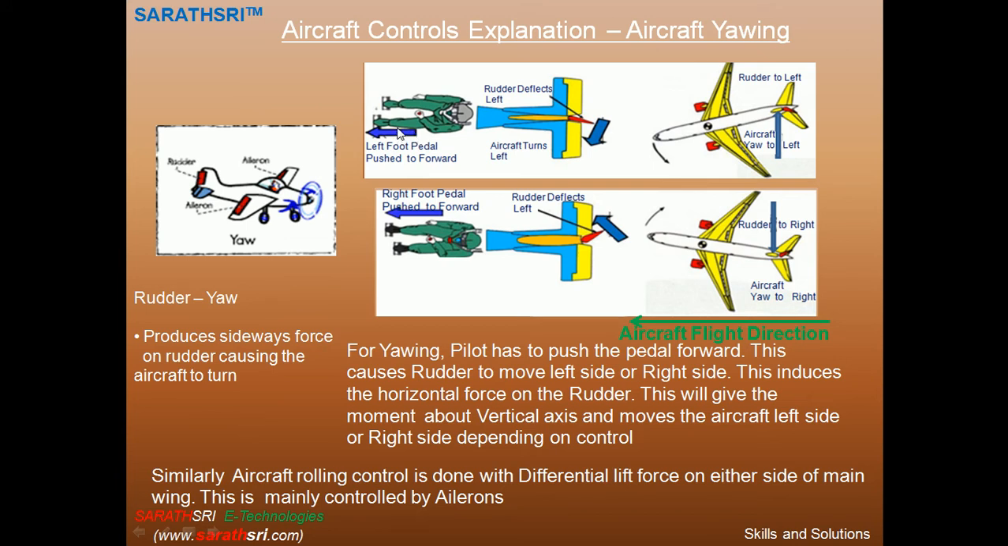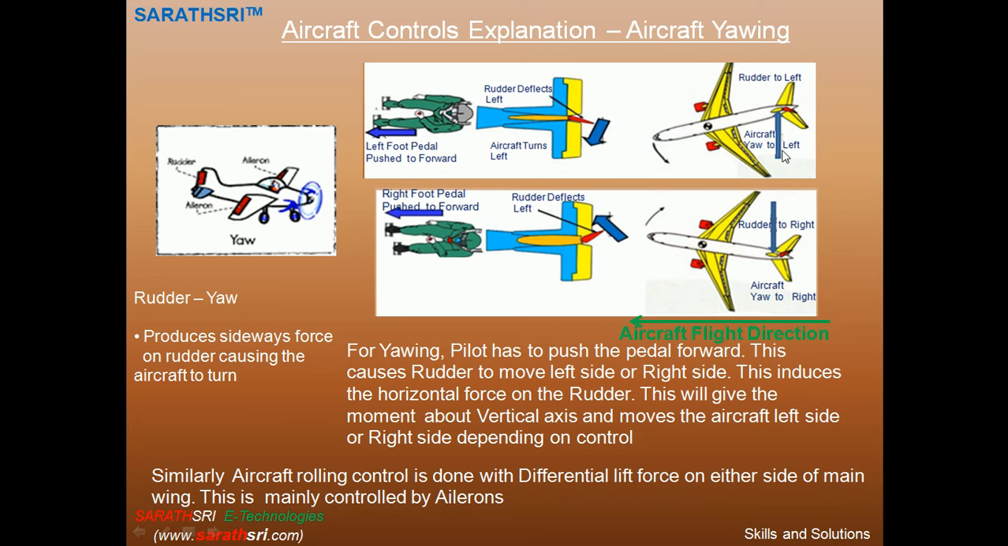Suppose the aircraft is to be moved towards the left side, so the left pedal has to be operated by the pilot. The moment the left pedal is pushed, it indicates that the aircraft has to turn left. To do that, this rudder will move towards this side, the left side. So that will create a force.